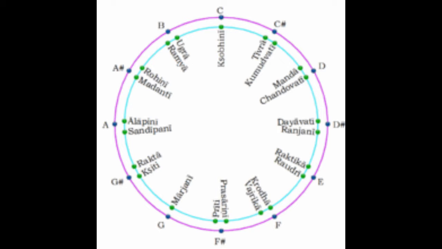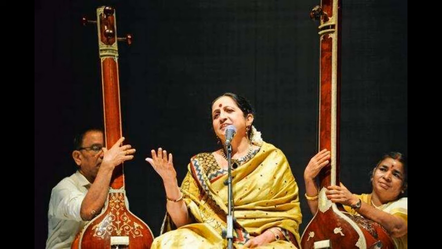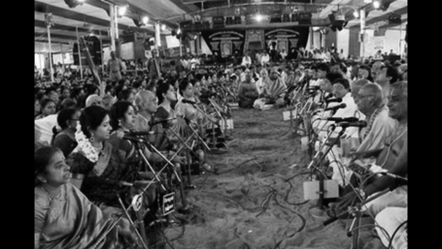Now let's move on to Carnatic music. Carnatic music, or Karnataka Sangeet, is a system of music commonly associated with southern India. It is one of the two main subgenres of Indian classical music that evolved from ancient Hindu traditions. The other subgenre is Hindustani music, which emerged as a distinct form because of Persian or Islamic influences from northern India. The main emphasis in Carnatic music is on vocal music.